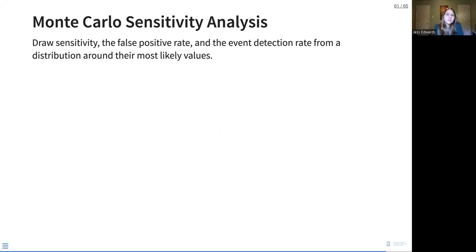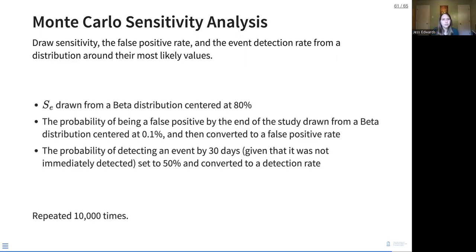Alternatively, we can turn to Monte Carlo sensitivity analysis, where we draw the measurement parameters from a distribution around their most likely values based on expert opinion or our own understanding of the situation, and repeat this many times. So, for example, here we went through this exercise where we drew sensitivity from a beta distribution centered at 80%. And then we drew the probability of being a false positive by the end of the study and the probability of detecting an event by 30 days after its true event time. We drew those probabilities from beta distributions as well, and then converted them back to their corresponding rates. Then we plugged those values into the estimator and repeated this all 10,000 times.